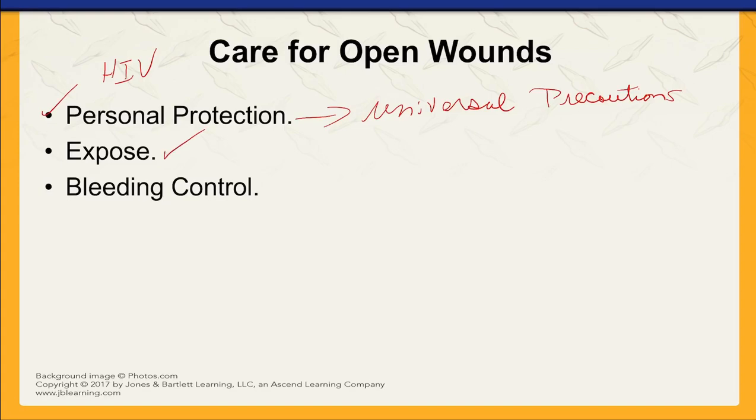The next thing you want to do is expose. In other words, again, where is the bleeding coming from? Sometimes you may need to cut a shirt, or you may need to cut one of the sleeves of their jeans that they're wearing, so you're able to access the area of injury and properly assess the bleeding, the trauma to that area. Lastly, again, what you want to do is control the bleeding by applying direct pressure.